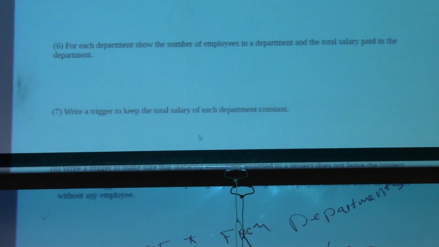Again, number 7 is writing a trigger. Write a trigger to keep the total salary of each department constant. Can you write some relational algebraic expression which uses order by or group by?